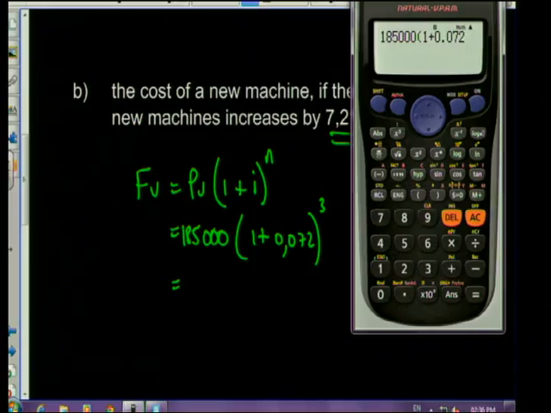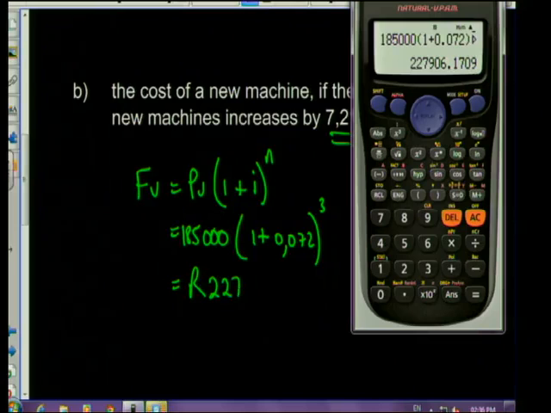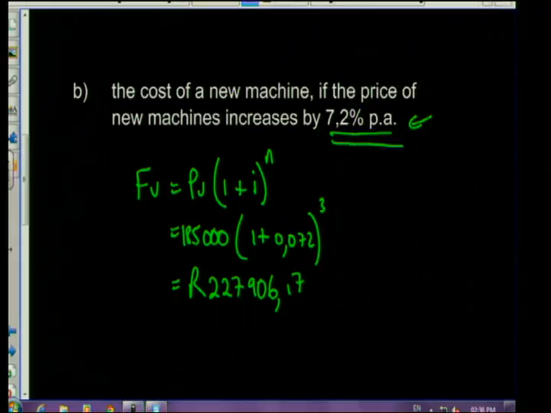And remember that we were compounding for 3 years because I was taking it to the same point in time. And now this tells me what I would have to pay for this new machinery. So it increased at this rate. So this new machine in 3 years' time, based on this projected rate, would be 227,906 Rand and 17 cents. And I'm allowed to round off. It's my final answer at this stage.